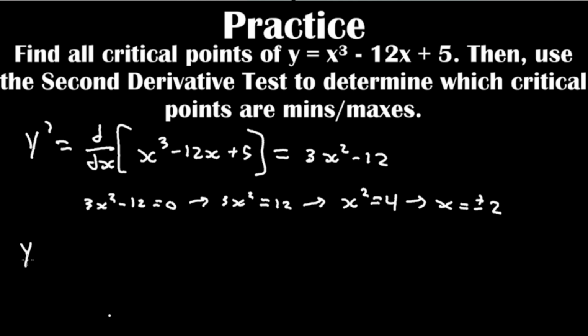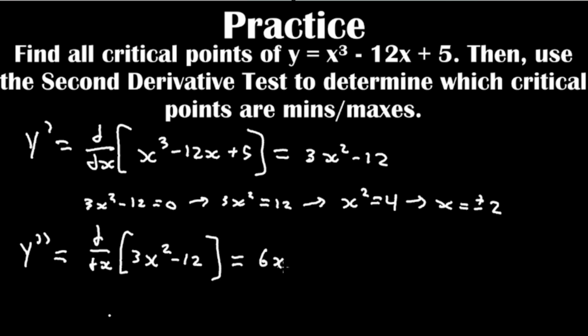Let's find our second derivative, y double prime. That's going to be the derivative of our first derivative. So derivative of 3x squared minus 12. That's just 6x because we multiply this 3 and this 2, and we bring the power down by 1. And then this constant just goes away. So our second derivative is just 6x. So now we need to test our second derivative at each of our critical points.